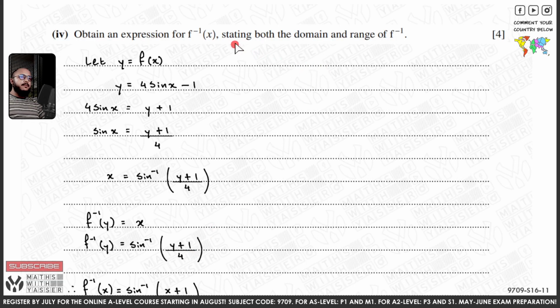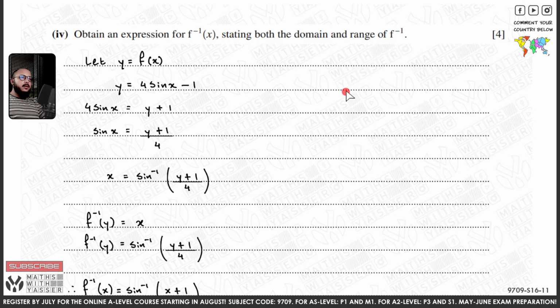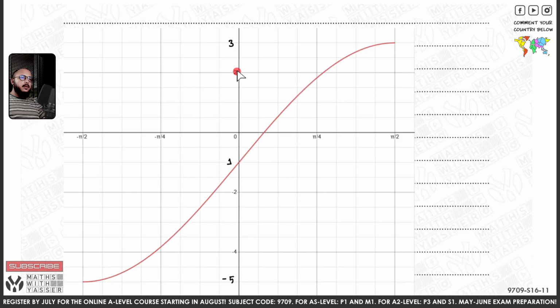Also, since they have asked us to state both the domain and the range of f inverse, which I have not written over here, I'm just telling you what it should be. The domain of f inverse will be the range of f(x). The range we found previously was -5 to 3. This will become the domain of f inverse. And the range of f inverse will be the domain of f(x). The domain was x lies between -π/2 and π/2. So that will be all for now. I will see you in the next video.